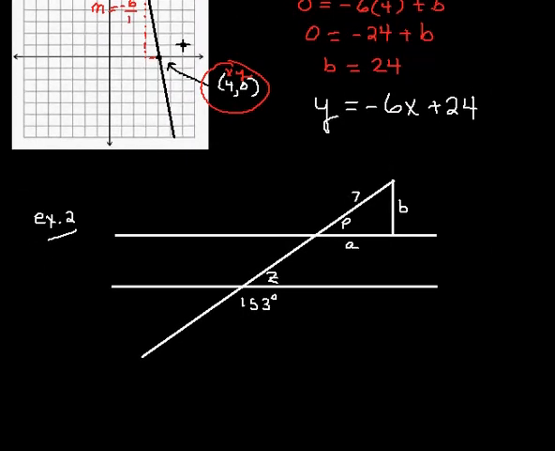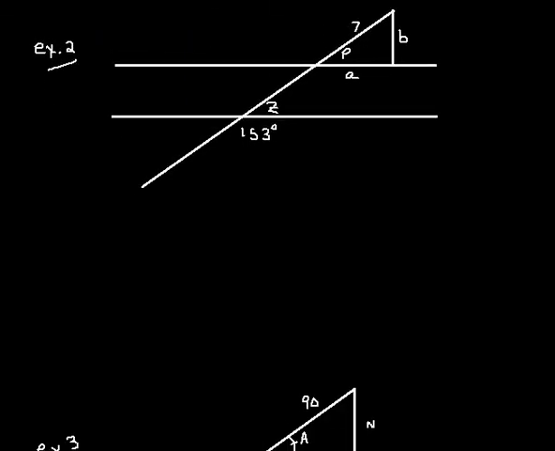Okay, the next part has to do with trig. These are transversals and parallel lines. So there's lots of things we have to find, and we're going to have to use trig to find it. Okay, keep in mind, when you have parallel lines, the corresponding angles are congruent.